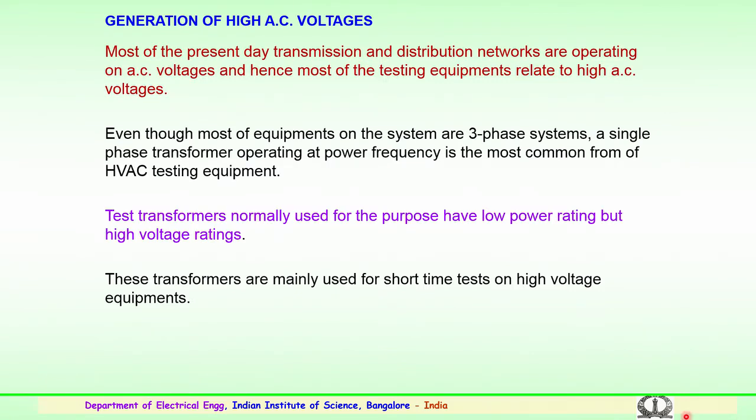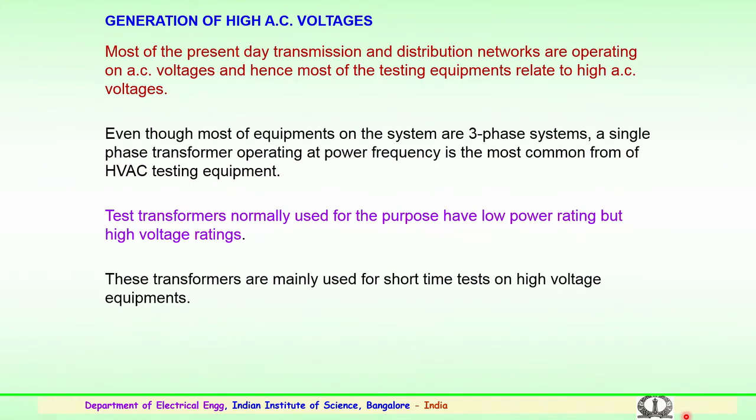We know that most of the present day transmission and distribution networks operate on high AC voltages, and hence most of the testing equipments relate to high voltage AC. So, even though most of the equipments on the system are 3 phase, a single phase transformer operating at power frequency is the most common form of testing the high voltage equipment using HVAC.